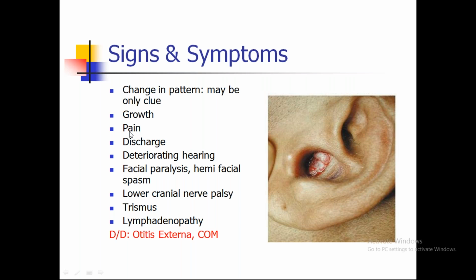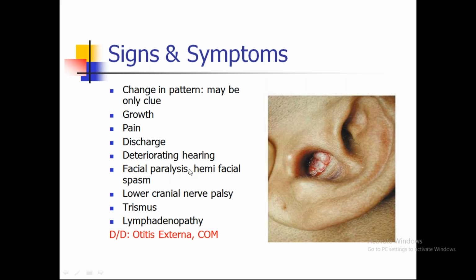So growth, there will be some growth in the ear, there will be pain, there will be discharge, and the patient is not able to hear as the sound vibrations cannot reach the middle ear. So there will be deteriorating hearing also, and that tumor can also invade the ossicles, so that will decrease the hearing.